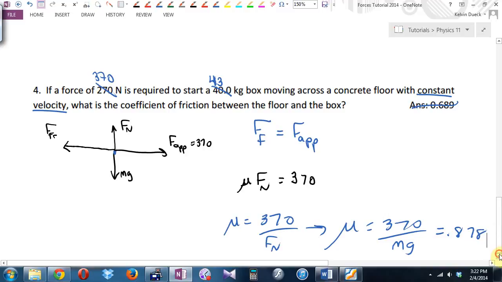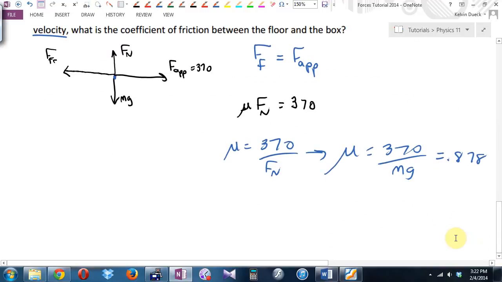That would be like spiked, studded tires. Cleats on a soccer field, maybe. That's a pretty high coefficient of friction. Oh, and again, quick reminder, what are the units for the coefficient of friction?